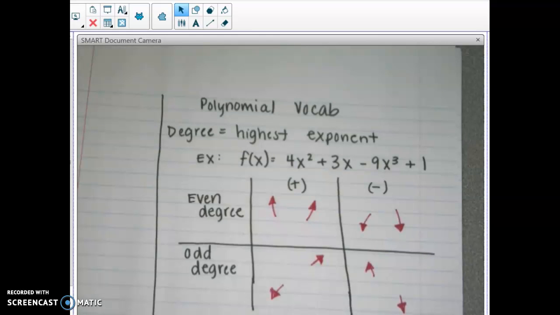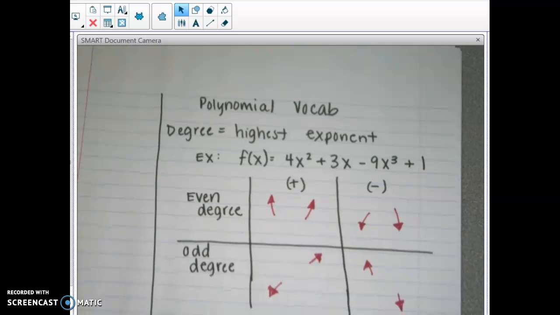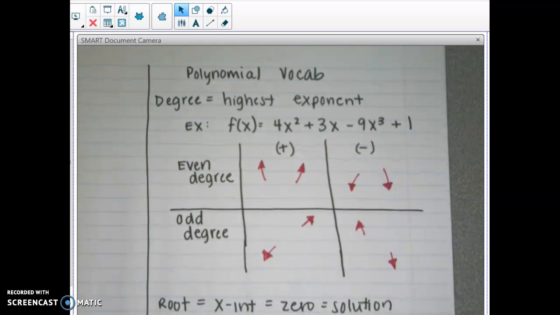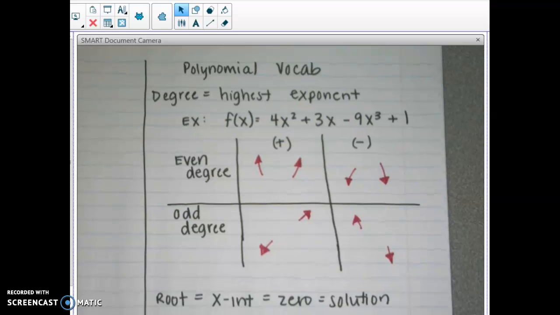Hi everyone, this video is going over some vocabulary that you need for the new polynomial unit. So you should remember by now that the degree is the highest exponent. So just be sure you analyze your polynomial rule very carefully. The highest exponent is not always going to be first. Sometimes they try to trick you.